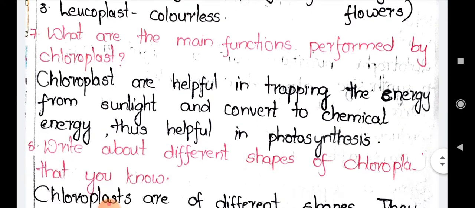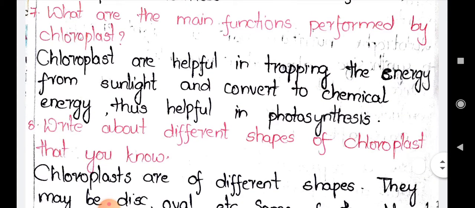Next, going to the 7th question. What are the main functions performed by the chloroplast? Already said that the chloroplast is helpful in trapping the solar energy and converting it to chemical energy. Thus, it helps in the process of photosynthesis. We have discussed this in the previous questions. So what is the function? It helps in trapping the energy from the sunlight and converts it into chemical energy, thus helping the process of photosynthesis. So this is the 7th answer.